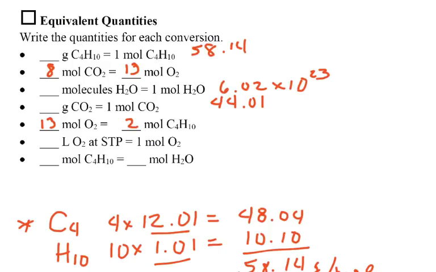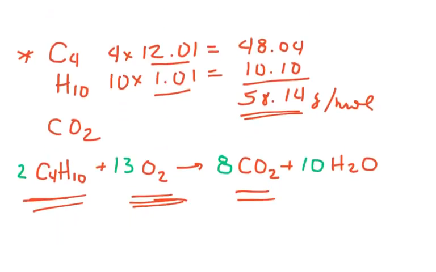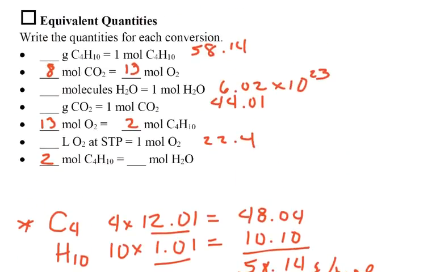Liters of CO2 for 1 mole of CO2, that's a standard number, that's 22.4 liters for a mole of any gas at STP. And moles of C4H10 and moles of H2O. Okay, we know it's going to be 2 from our balanced equation, and from the H2O it's 10. So these are conversions, these molar conversions, these are ones we can use in the problems, as well as molar masses and our standard mole facts.